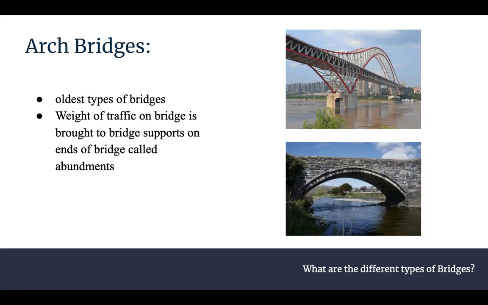And the arc bridges, it's the oldest type of bridge. As you see here, we have a stone arch, but you don't see a lot of big bridges being built of stone because of the new methods and new materials that are used now. The weight of the traffic on the bridge is brought to the bridge supports on the ends of the bridge, which are called the abutments.